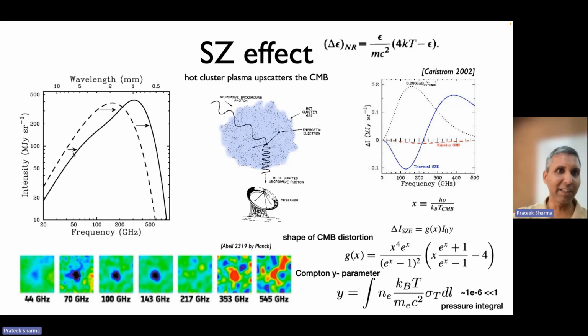That's indicated by these arrows. What's shown here is very exaggerated. This will only happen for 1 out of 10 to the 6 photons, so this will be a tiny effect. But the precision with which we can measure the CMB fluctuations is very good, so this is still measurable.